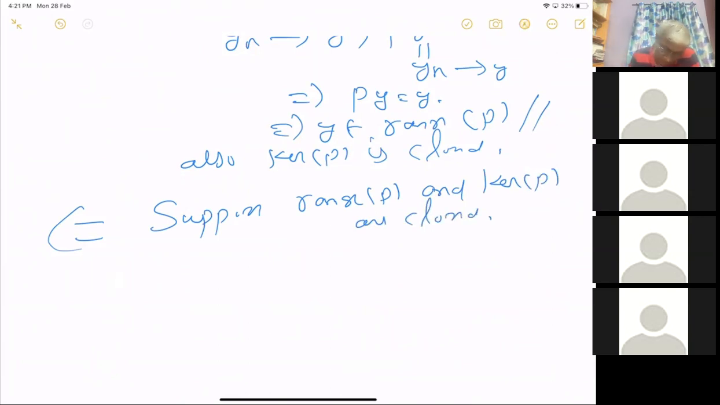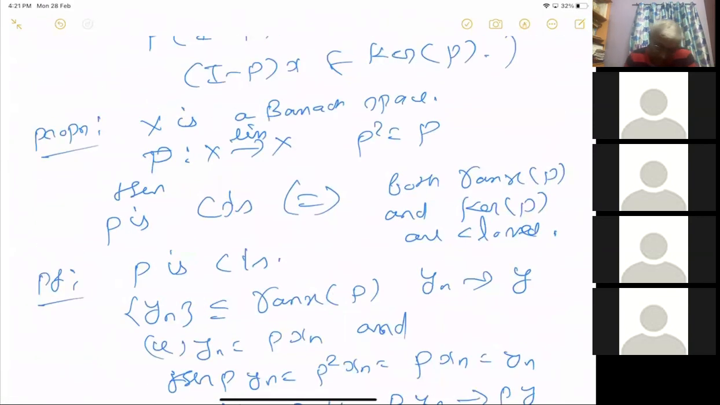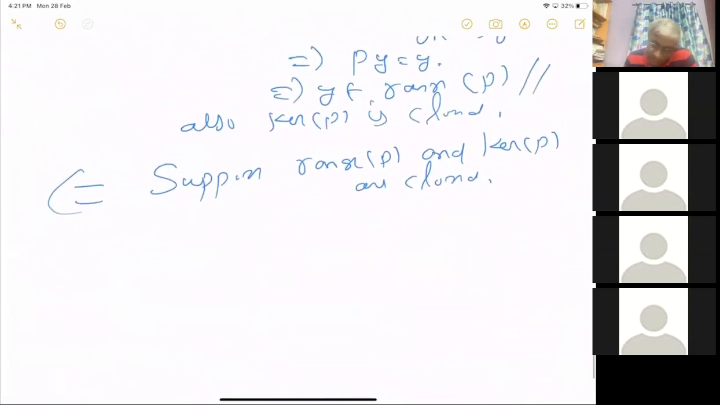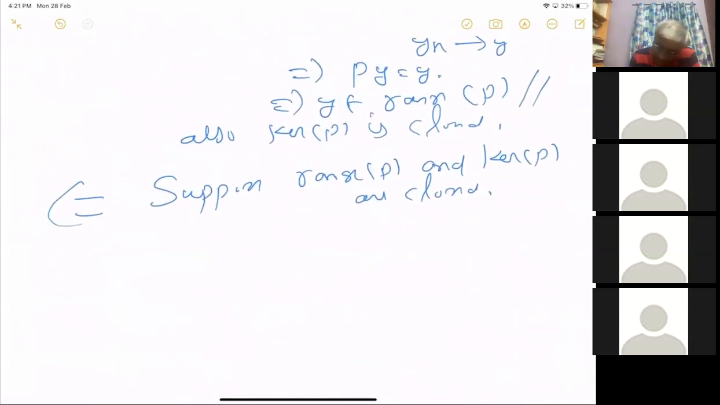Then we want to say P is continuous. To prove P is continuous, that is the statement in the proposition: P is continuous if and only if range of P and kernel of P are closed. So suppose range of P and kernel of P are closed, then we need to verify the statement in the closed graph theorem.